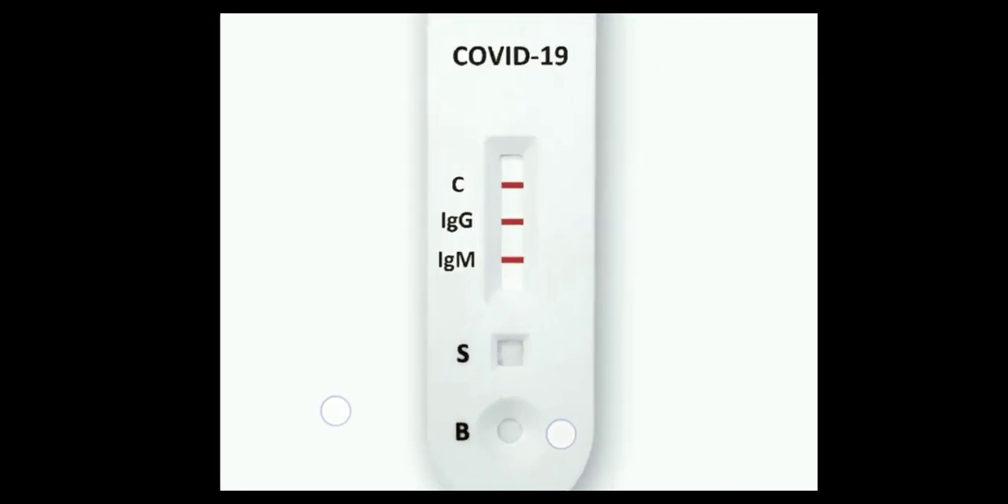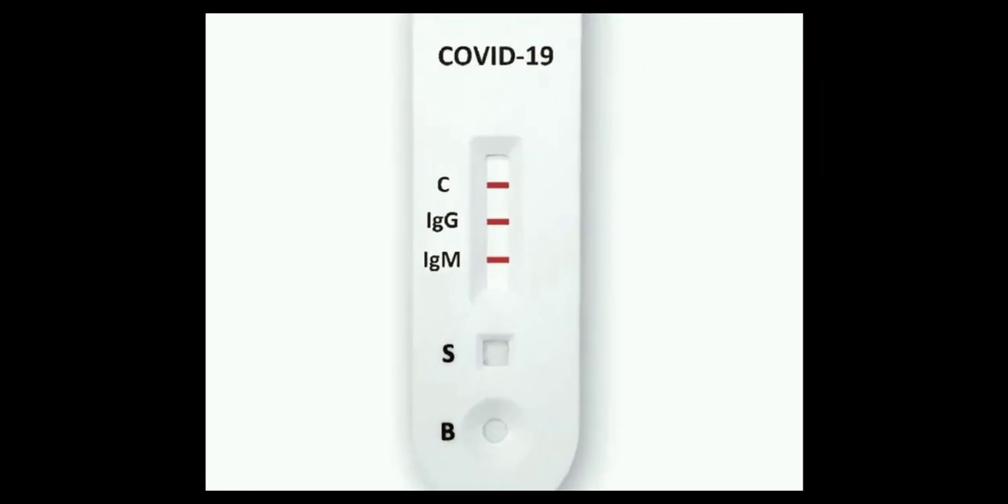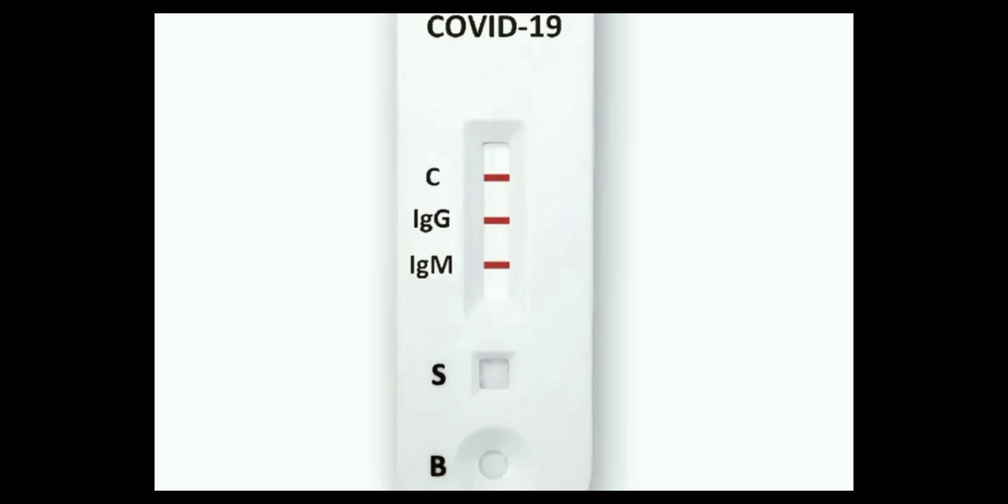Now let's move on. So this is our real kit, which is somewhat like the pregnancy kit or sugar testing kit also. So here, as you can see, there are many markings: B, S, IgM, IgG and C. B is known as the buffer, for sample loading. IgM and IgG are the antibodies or immunoglobulins, and C is the control section here. And IgM, IgG are the antibodies which are produced for the coronavirus here.